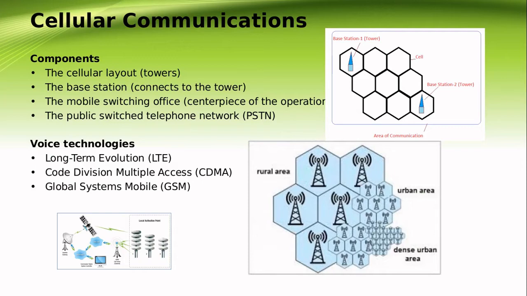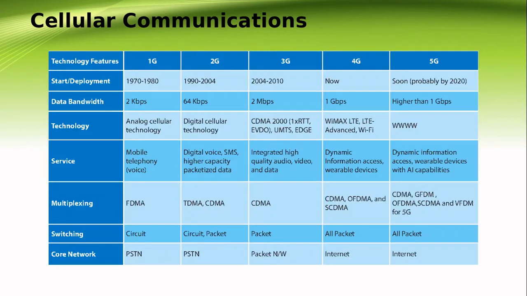The most common cellular communication technologies are voice, Long-Term Evolution, Code Division Multiple Access (CDMA), and GSM. These are the common types of communication technology. Cellular communications range from 1G, 2G, up to 4G. You can see the bandwidth, when each was deployed, and the technologies, such as multiplexing, switching, and core network. Everything in the picture is very easy to understand.